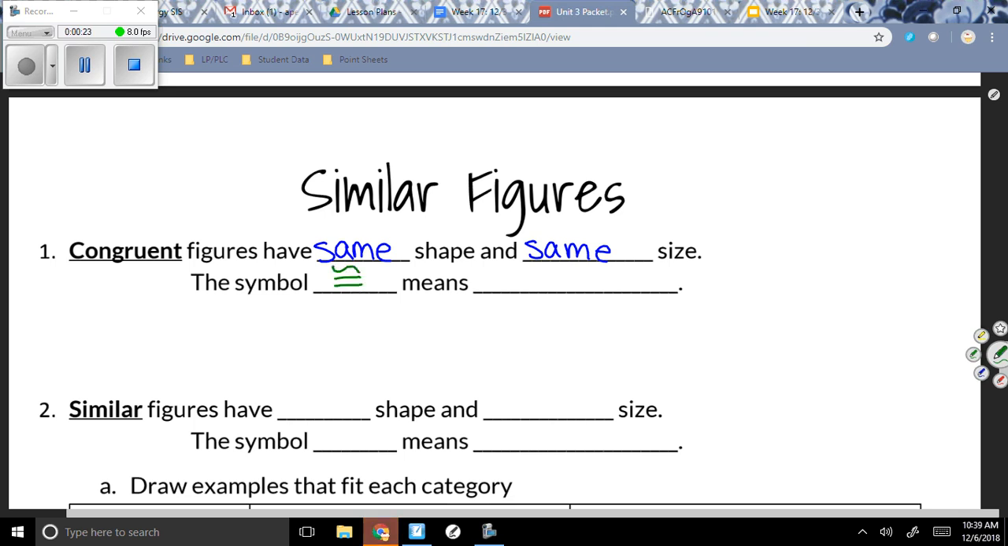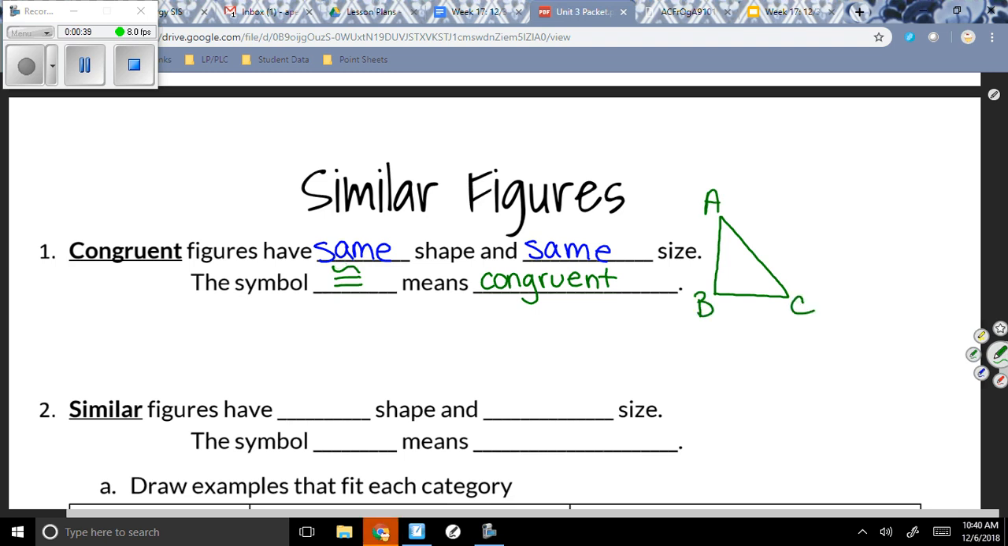And we need a symbol for that. Our symbol is going to look like an equal sign with a little squiggly on top, and that means they are congruent. Which also means they're the same. Okay, we're going to draw two figures that are congruent.